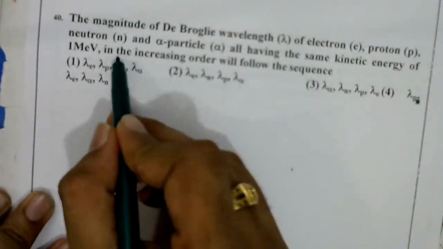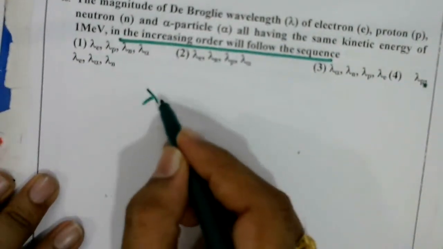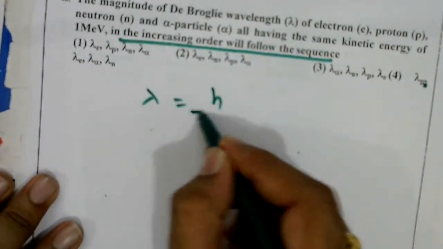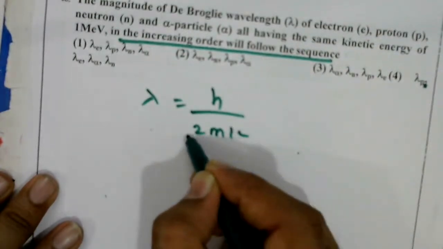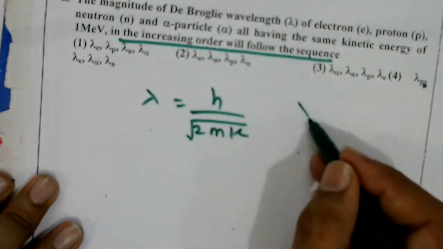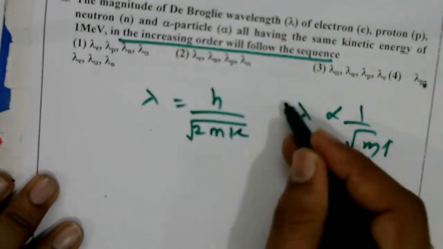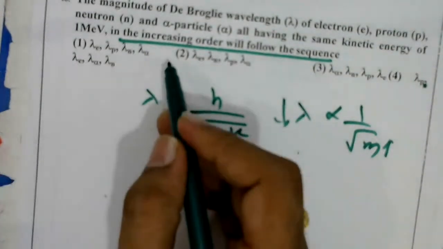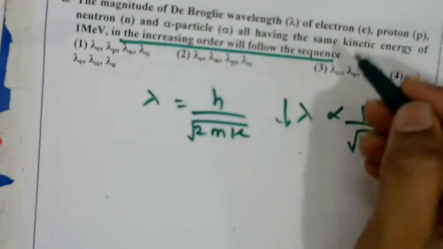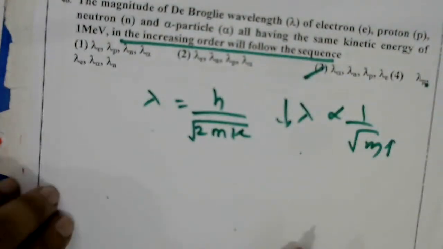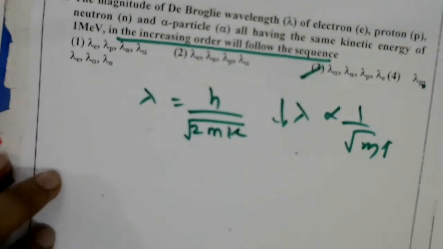Next one, increasing order of de Broglie wavelength. De Broglie wavelength lambda is equal to h upon root of 2mk. Here k is constant, h is constant, so lambda is inversely proportional to root m. Which mass is greater? That lambda is less. So which option here? Question number 40, third option. Alpha particle mass is greater. Increasing order we have to arrange.